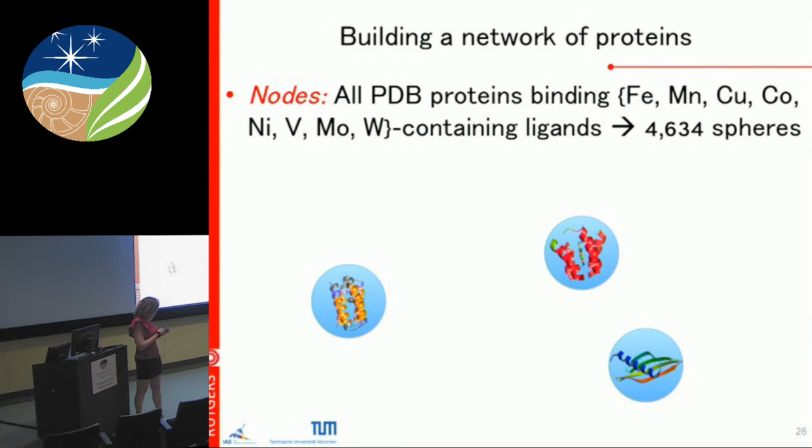So what we have here is the iron ligands, manganese ligands, copper ligands, and so on and so forth. And we extracted 4,634 spheres altogether from the Protein Data Bank, which is, by the way, upwards of 120,000 structures. So this is quite a small number. And the reason the number is so small is because most people determine structures of already known structural proteins, right?